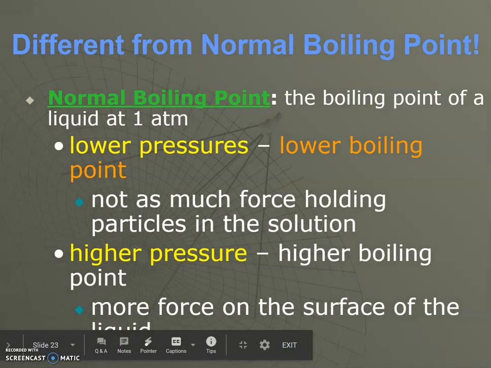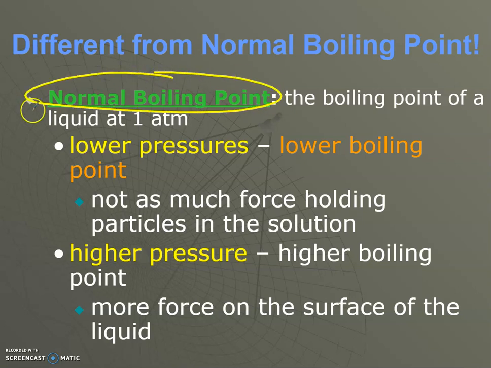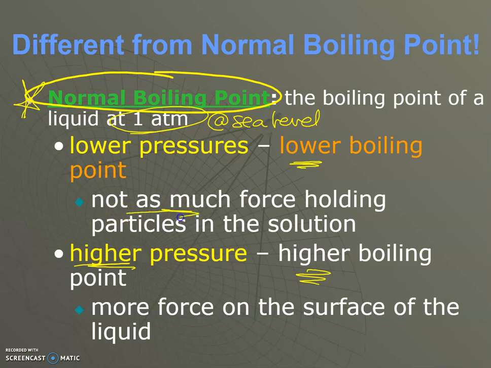Okay, so important key terms. That is going to be the normal boiling point. The normal boiling point is the boiling point at 1 atmosphere, so at sea level. If you're below sea level, you're going to have a lower boiling point. If you're higher than sea level, you're going to have a higher boiling point. Okay, because there's not as much or too much of the force actually going to come about.